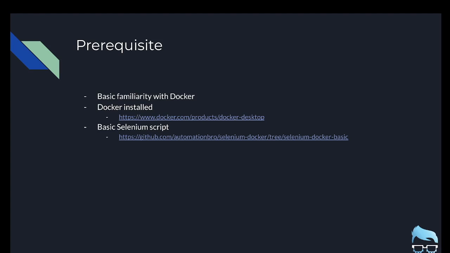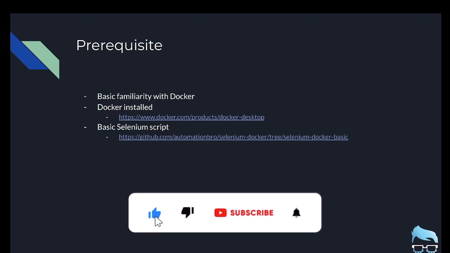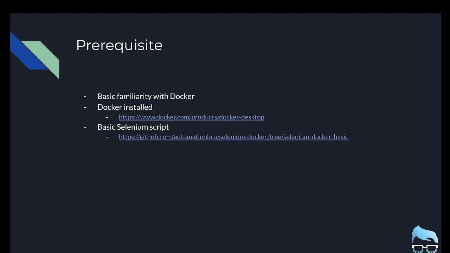So the very first thing that we will go over is our prerequisite. You need to have some familiarity with Docker. You also need to have Docker installed on your machine, and then you need a Selenium script which you can execute your test on in Docker. The test can be language agnostic, it can be in any language, in any framework. The script itself doesn't really matter. What matters is how we can actually run that in Docker instead.